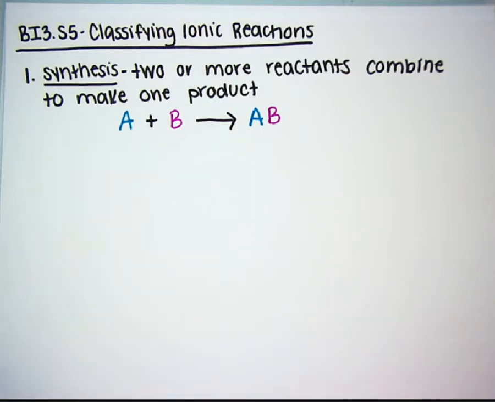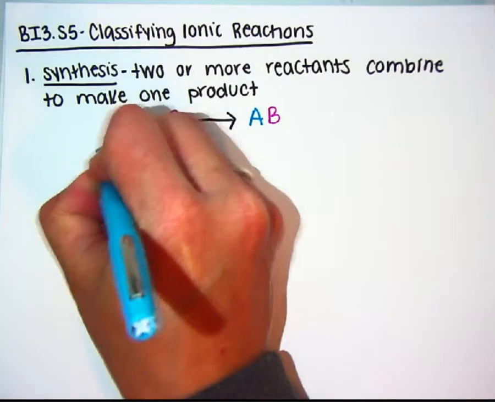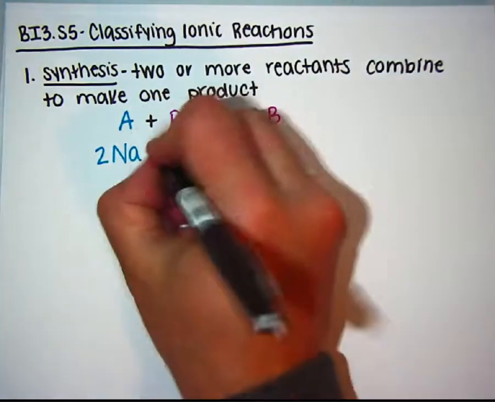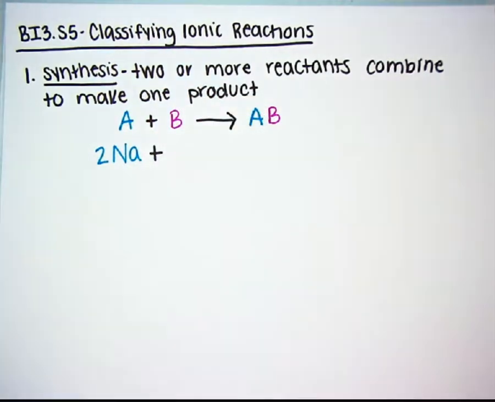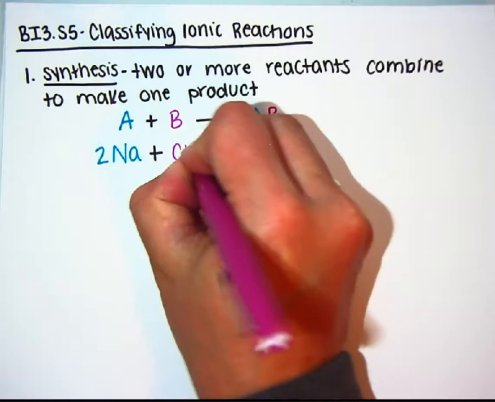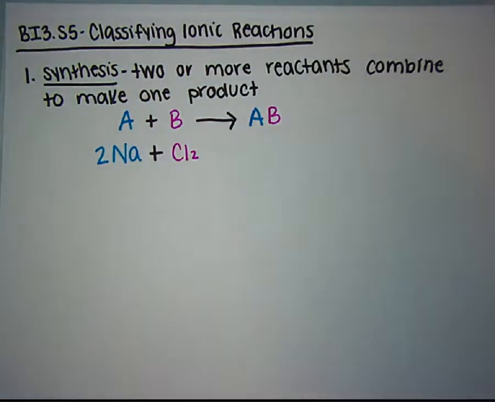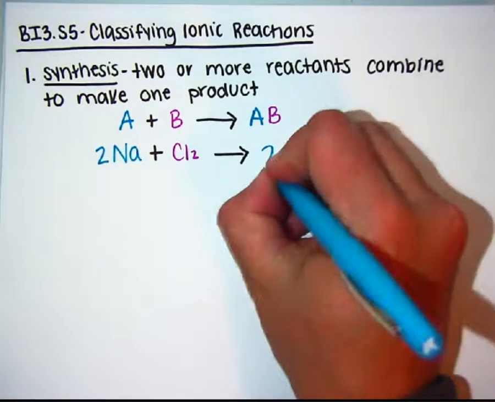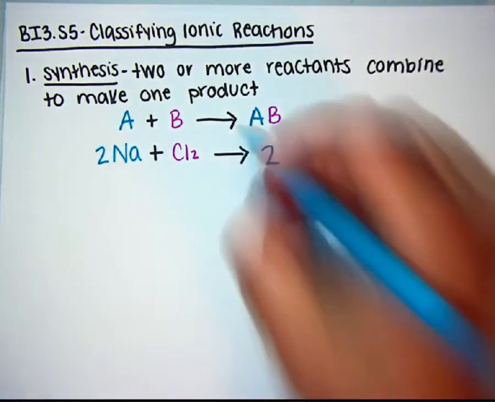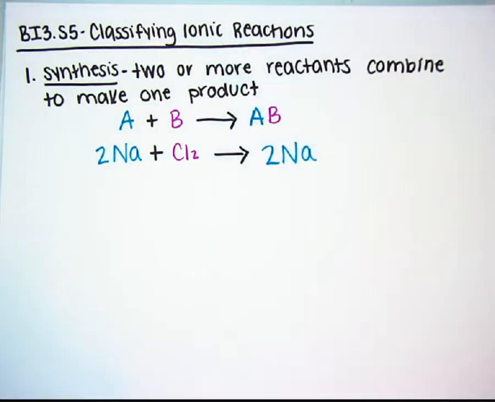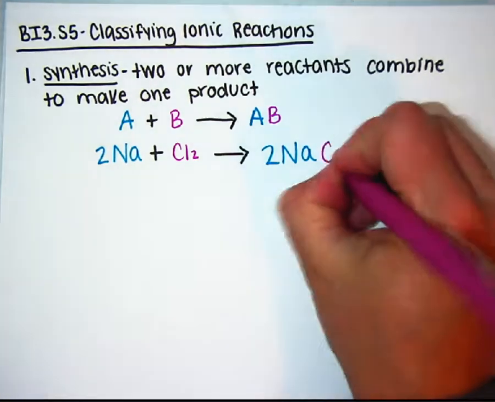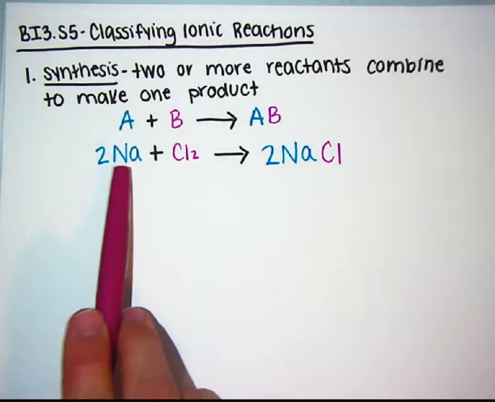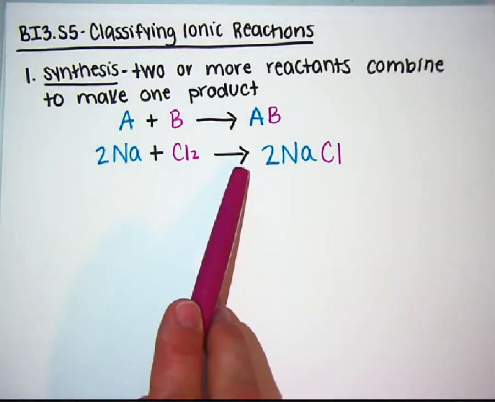Let's see what this would look like with some actual elements. Let's say A was sodium, and sodium combined with chlorine, diatomic chlorine, to make sodium chloride. So you should be able to look at this reaction and identify it as synthesis. Reactant plus reactant yields product.